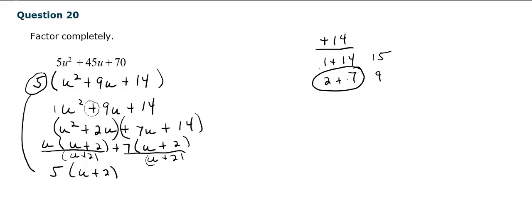And when I divide it out of each, that leaves me a u plus 7. So all I've done is move the 5 down to the bottom because it still plays a part in our answer, and that just goes in front of our factored expression. So our final answer is 5 times the quantity u plus 2 times the quantity u plus 7.